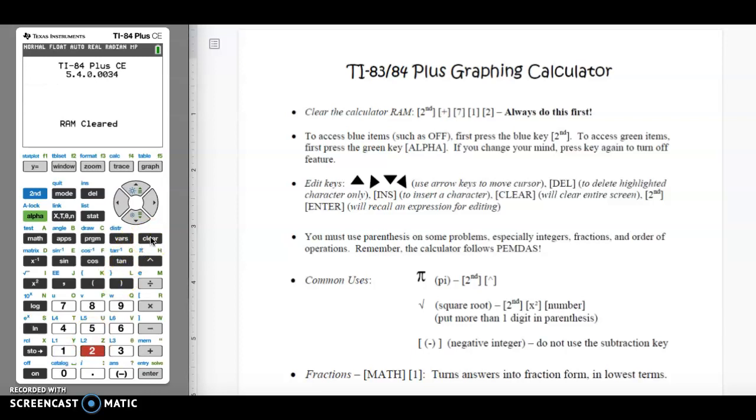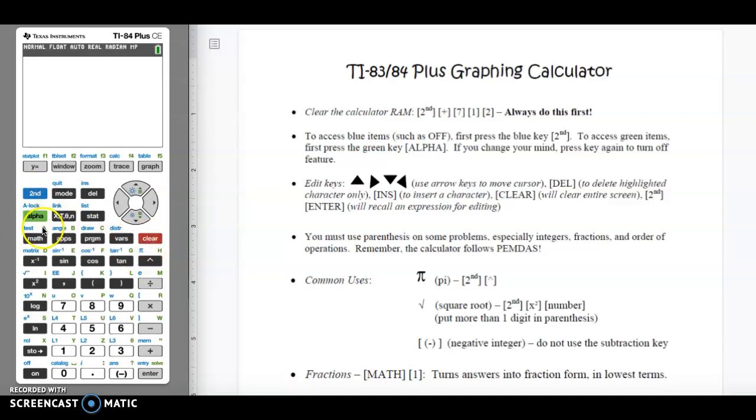To access blue items, so those would be all these words that are in blue, they might be a different color on your calculator, but the pi, e, your square root, e to the x, so on and so forth, you have to press your second button, and then you can press whatever button is associated with that blue item. So if I wanted pi, I'd have to press second, and then this caret, which normally gives me an exponent, but because I pressed second, gives me the pi instead.